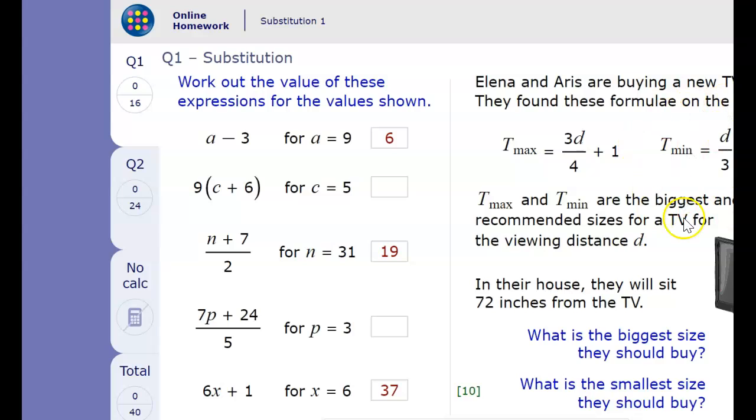Now guys, I want you to use the minimum formula, so D divided by 3 minus 2, to calculate the smallest TV size they should buy. Okay, I'm going to count you in if anyone has got it. 3, 2, 1. 22. 22, perfect. So 72 divided by 3 is 24, take away 2 is 22. Okay, so we'll just mark that, and all the ones that we got right are there.